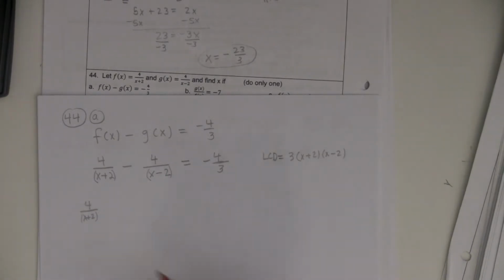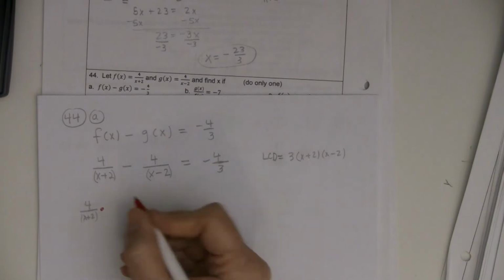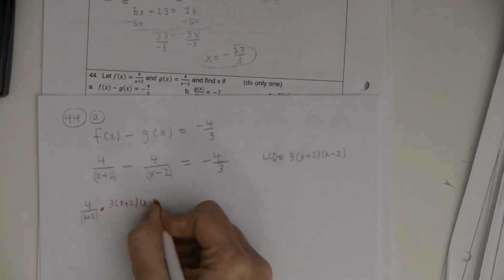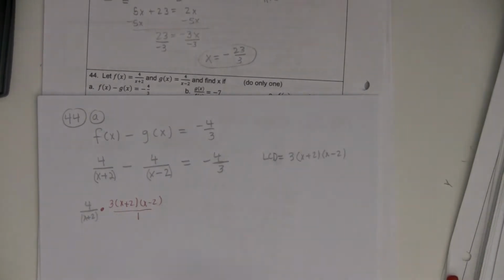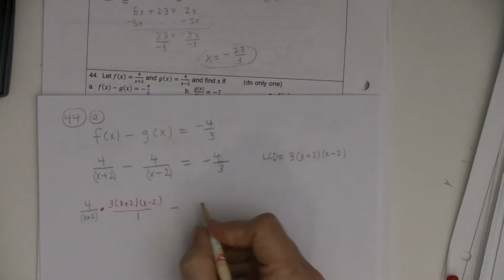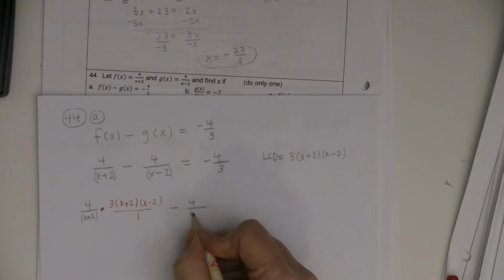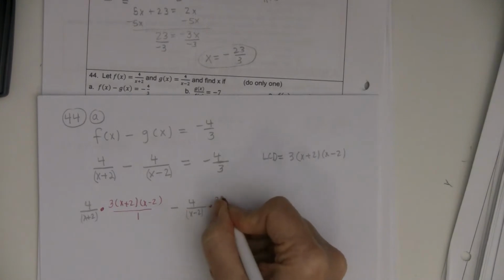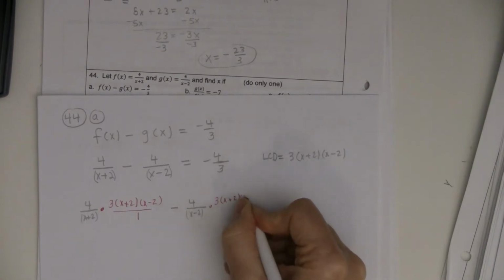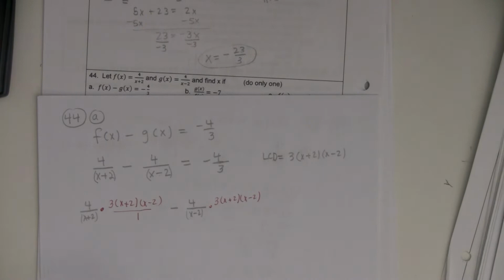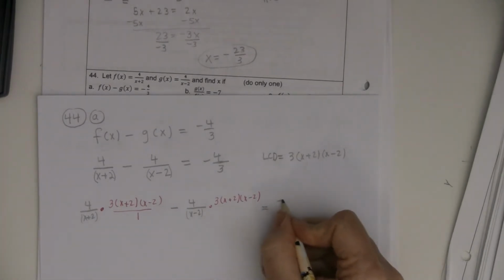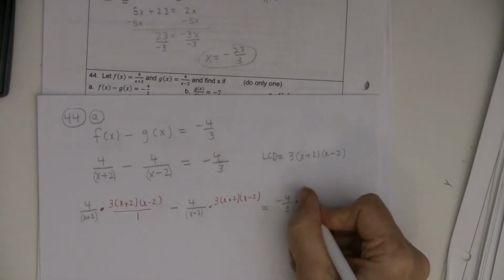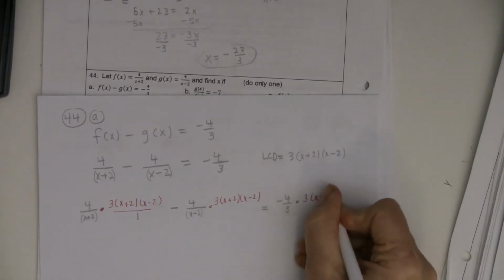And so when I multiply, it doesn't matter if I write this on the left or the right, 3 times x plus 2, x minus 2 over 1, and then minus 4 over x minus 2, and then I'm going to multiply that by 3 times x plus 2, x minus 2, and then equals negative 4 over 3, and then times every single one of them, 3 times, because of the distributive property.